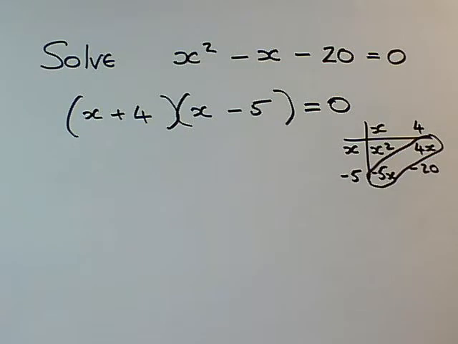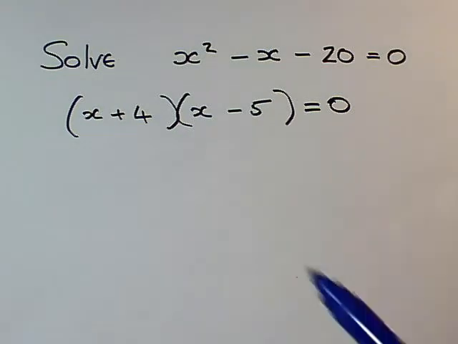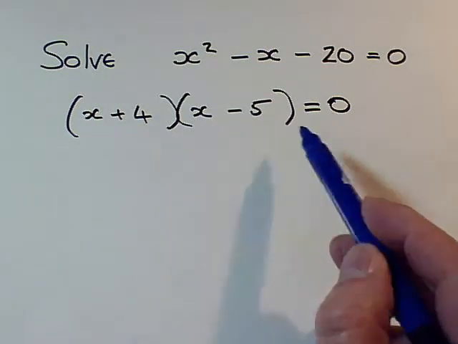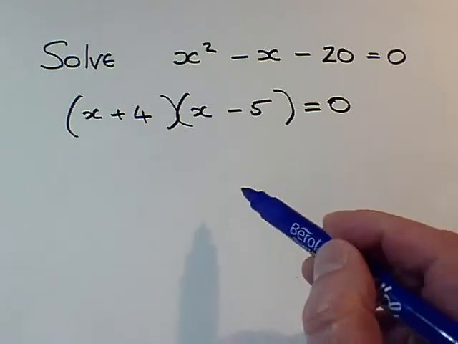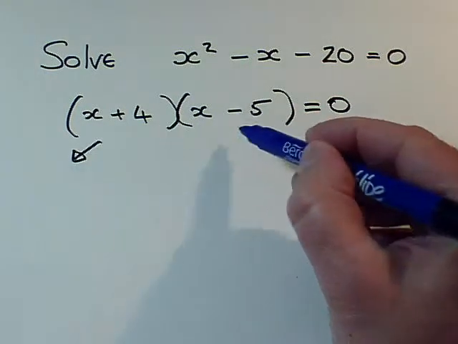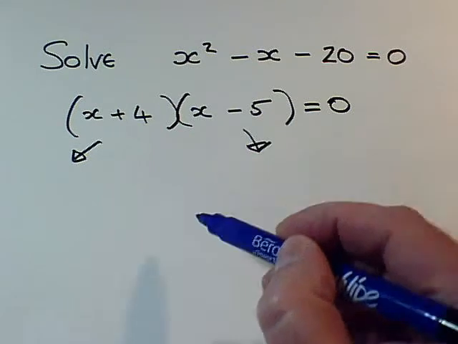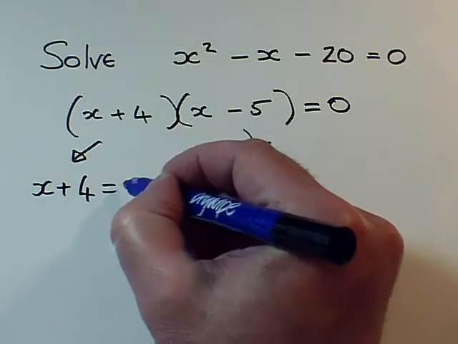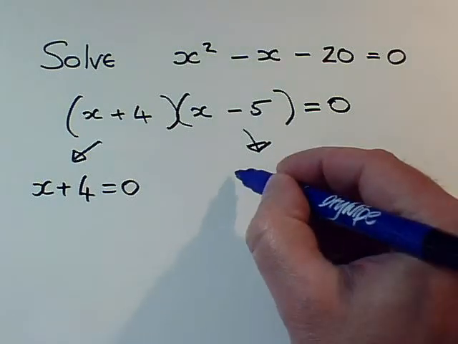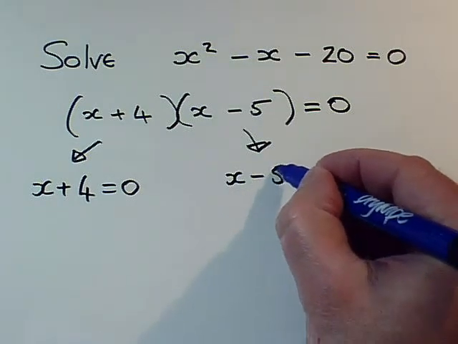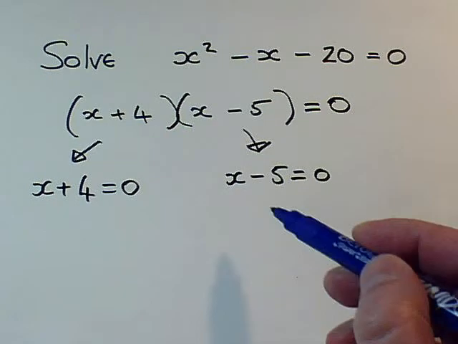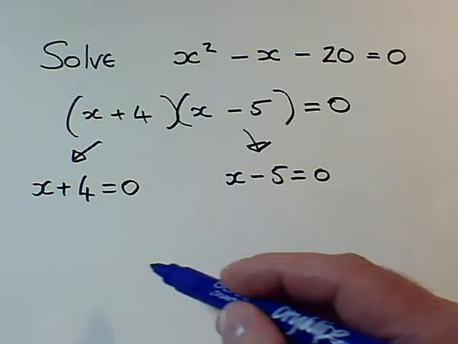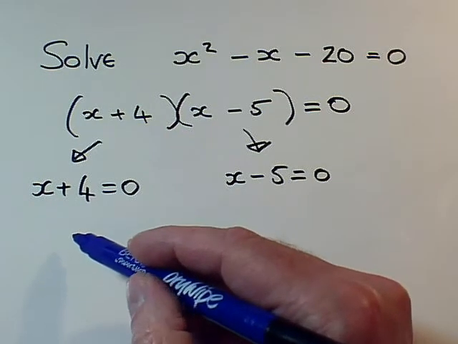Okay, I'm going to get rid of my grid, and now when we've got a thing times another thing equals 0, we always write out the possibilities. We get one possibility from each bracket. So the possibility here is x plus 4 equals 0, and the possibility here is x minus 5 equals 0. Always put those possibilities in. This one's a very simple case, but they're always worth writing out.